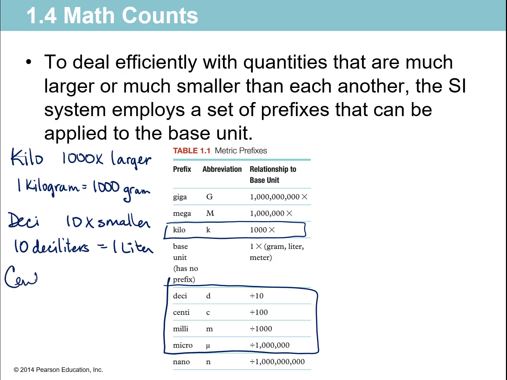Centi, I always think of like a century, or how many pennies in a dollar. It means it's 100, right? And a century is 100 years. So centi, this is 100 times smaller. So it takes 100 centiliters to equal 1 liter. Or sorry, 100 centimeters is 1 meter.